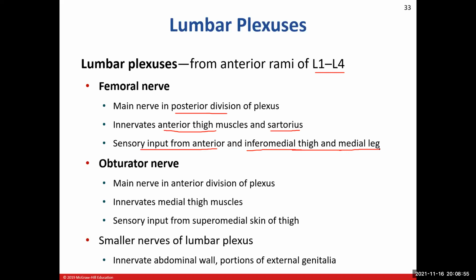The other terminal nerve is going to be the obturator nerve. That comes off the anterior division here. That's going to innervate the adductor group, which is the medial thigh muscles. And then its sensory input is going to be where the femoral nerve wasn't covering, the superior medial portion of your thigh. So up near the groin on the inside of your thigh there.